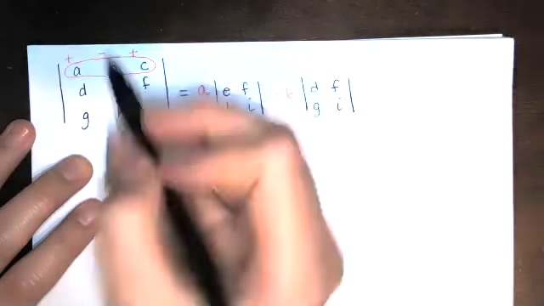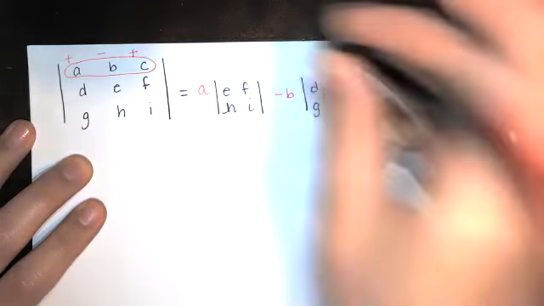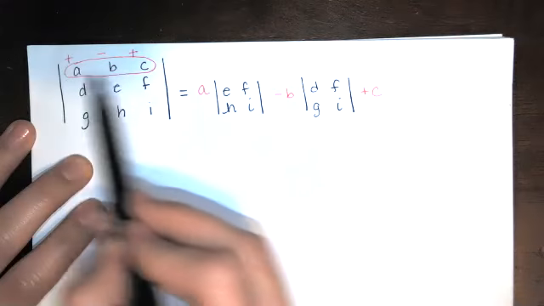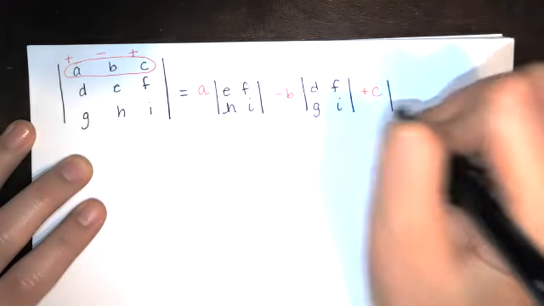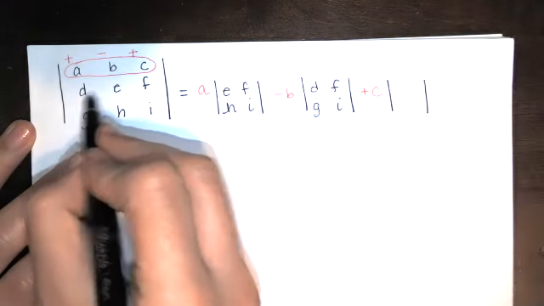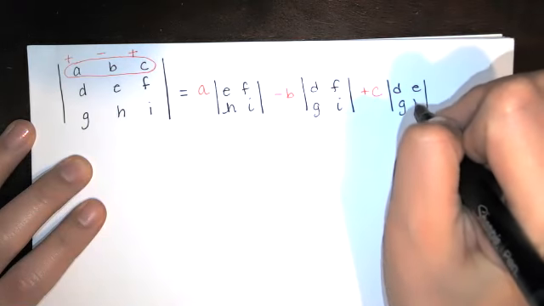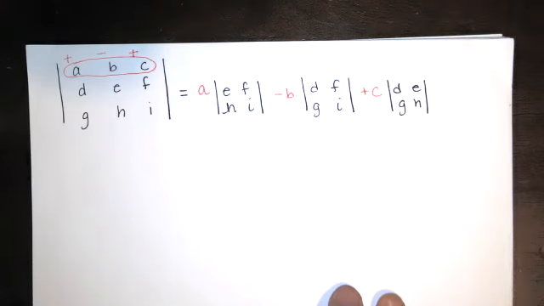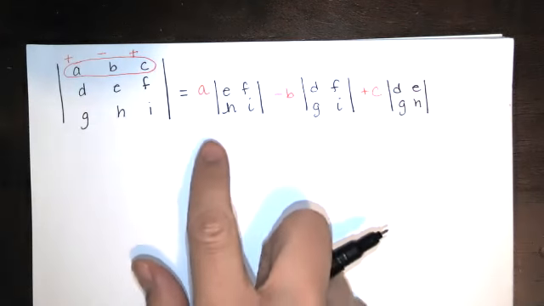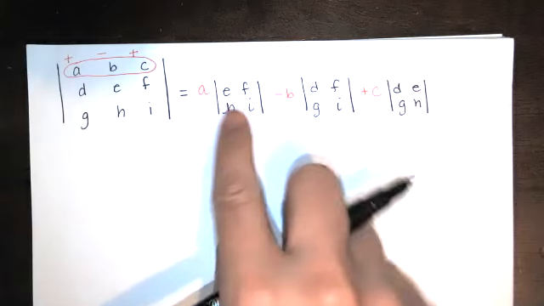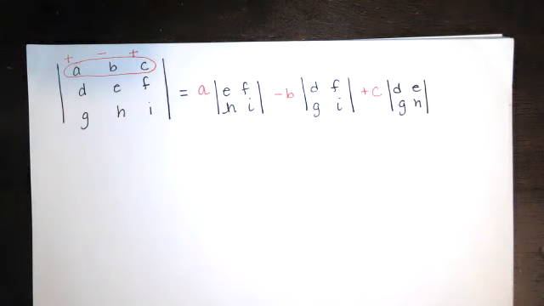And then we add, finally, C. And we cross out the row and column containing C, and we see this D, E, G, H. And we evaluate that. And remember, the 2 by 2s are just evaluated by multiplying across this diagonal and multiplying across that diagonal and subtracting.